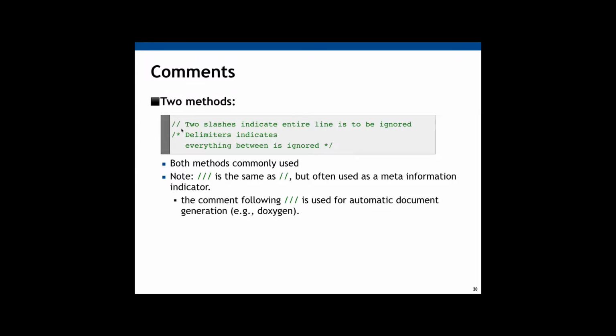Anything after the two slashes, and anything between slash-star and star-slash, is ignored by the compiler. So comments are usually used for explaining the program in natural language. This is exactly the same as in C, so I'm sure you have used this before, so this is not a difficult concept.